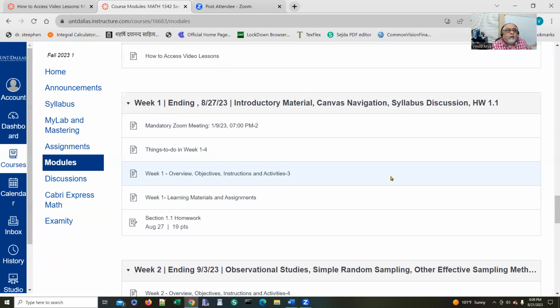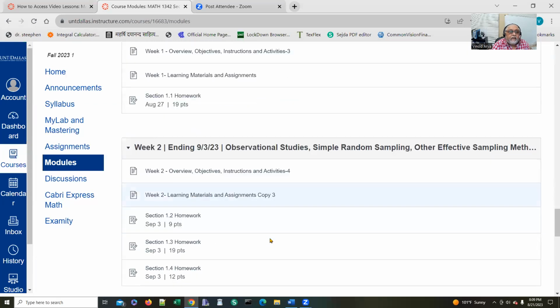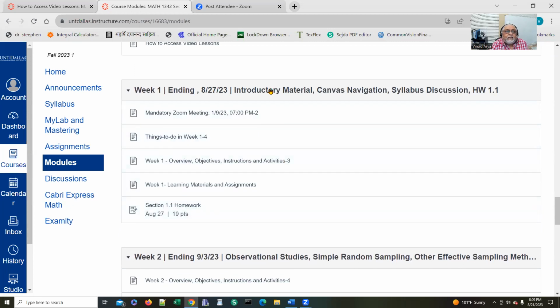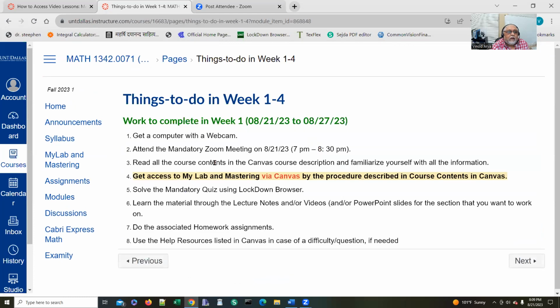Here, as I said, the material is divided into different weeks, and it is again in the module section. This week, which is ending on 8/27, that is the current week, you have to do only one assignment, the section 1.1 homework. And this Zoom meeting, we are already doing it. This is some help on what you should be completing this week.